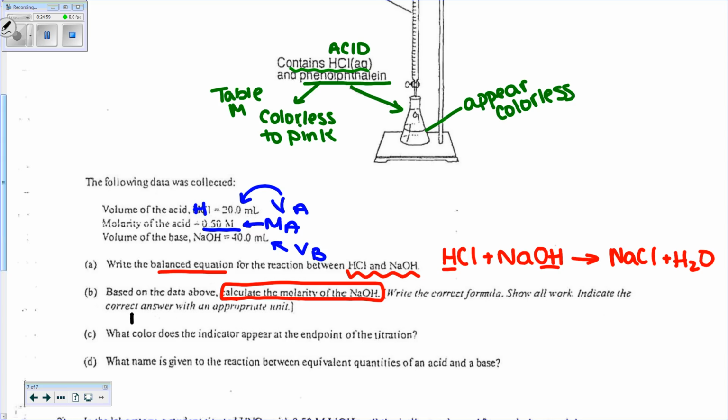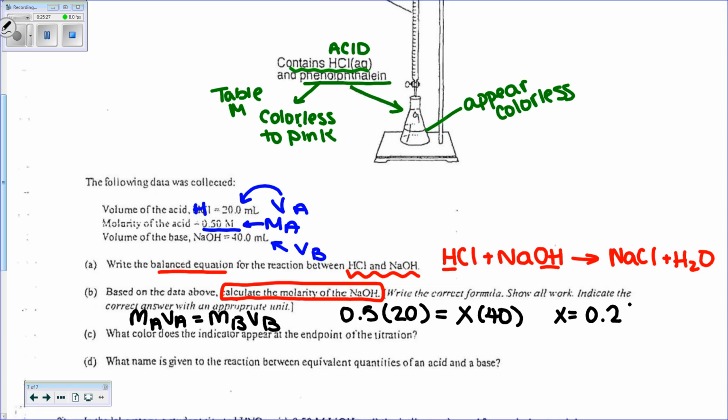Well, my formula, MaVa equals MbVb. Let's see what I know. My molarity of my acid was 0.5. My volume of acid was 20. My molarity of my base, I don't know. It's X, but my volume of base is 40. So I solve that, and you should get X equals 0.25. Now what did you solve for? A molarity, a concentration. So it is big M.